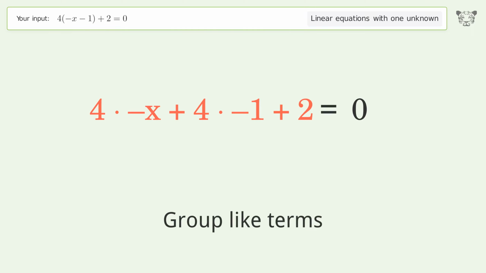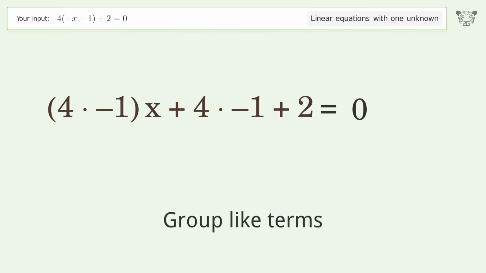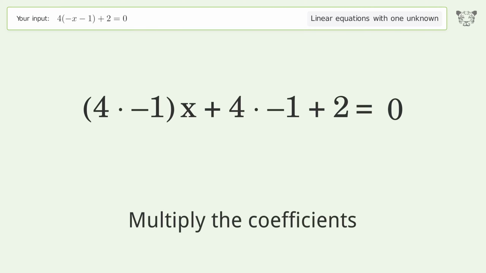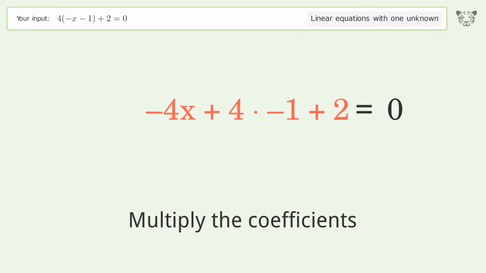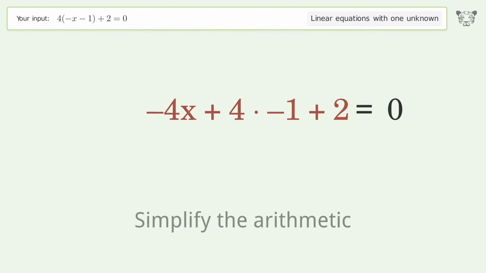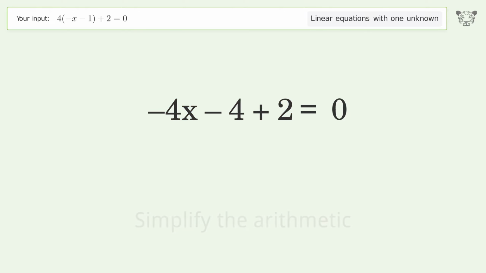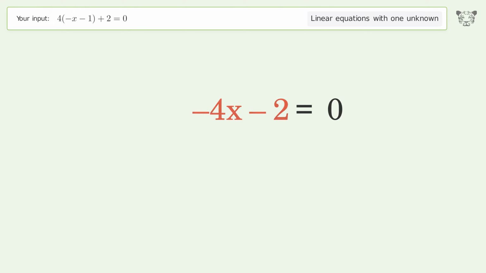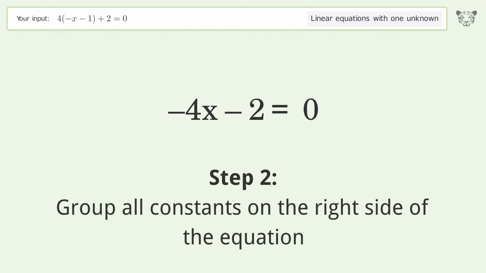Group like terms. Multiply the coefficients. Simplify the arithmetic. Group all constants on the right side of the equation.